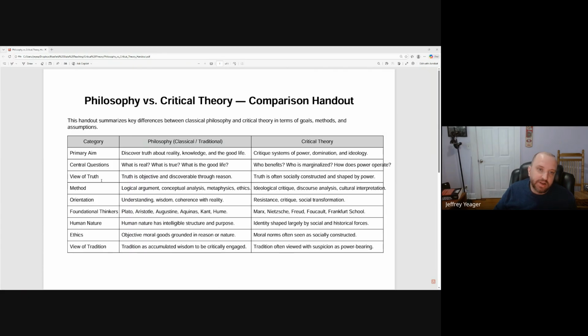Central questions: what is real? What is true? What is the good life? Central questions of theory: who benefits? Who is marginalized? How does power operate?